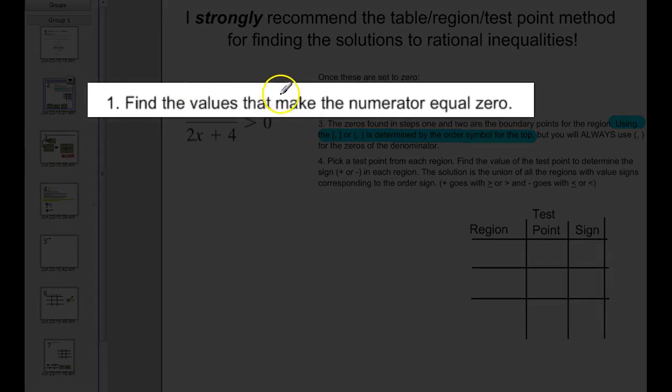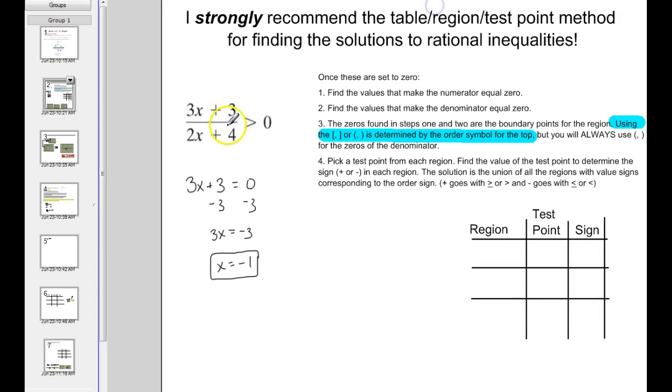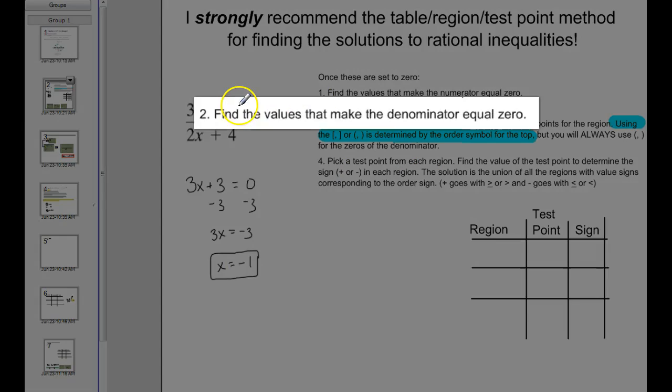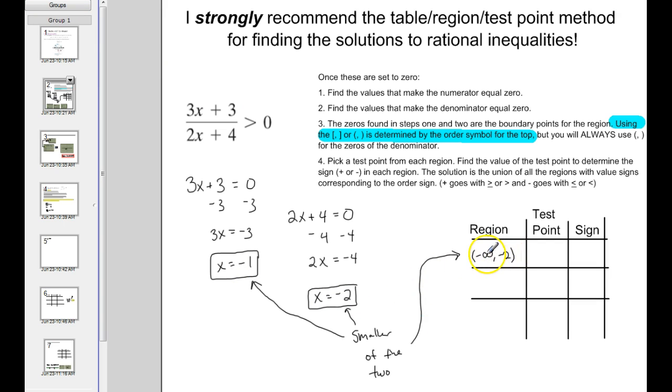First, find the values that make the numerator equal to 0. The numerator is 3x plus 3. I set that equal to 0, solve for x, and I get x equals negative 1. Then I find the values that make the denominator equal to 0. The denominator is 2x plus 4. Set that equal to 0, solve for x, and I get x equals negative 2. Then you look at the two zeros, and the smaller of the two gets put with negative infinity in the first region. So the first region is always from negative infinity to the smaller of these two numbers. Negative 2 is smaller than negative 1, so negative infinity to negative 2.